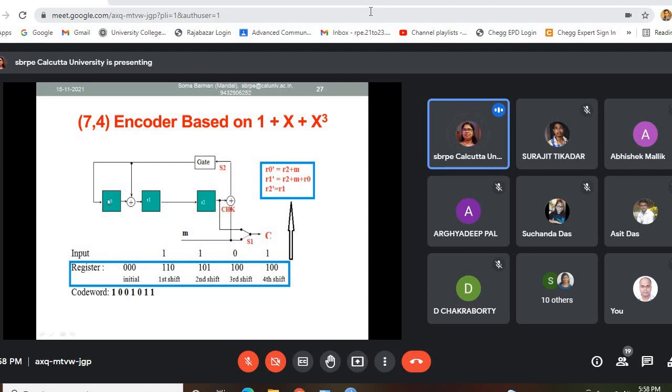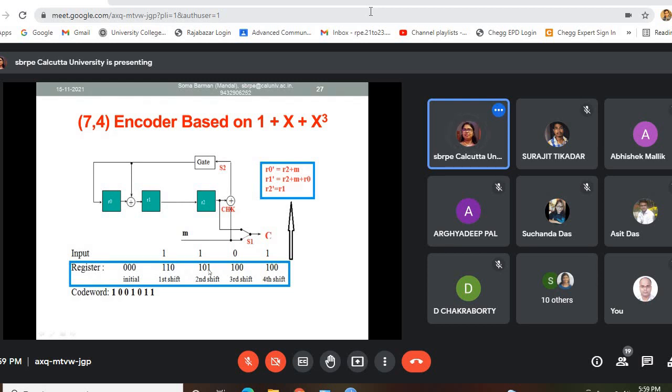Okay. So the first register, that is R0, is 1, but previously it was also 1. So that 1 was coming out, and this is also 1. So 1 and 1 is 0. So R1 is 0. But previously R1 was 1. So that 1 is coming out and goes to R2. So R2 is 1 in the second shift.